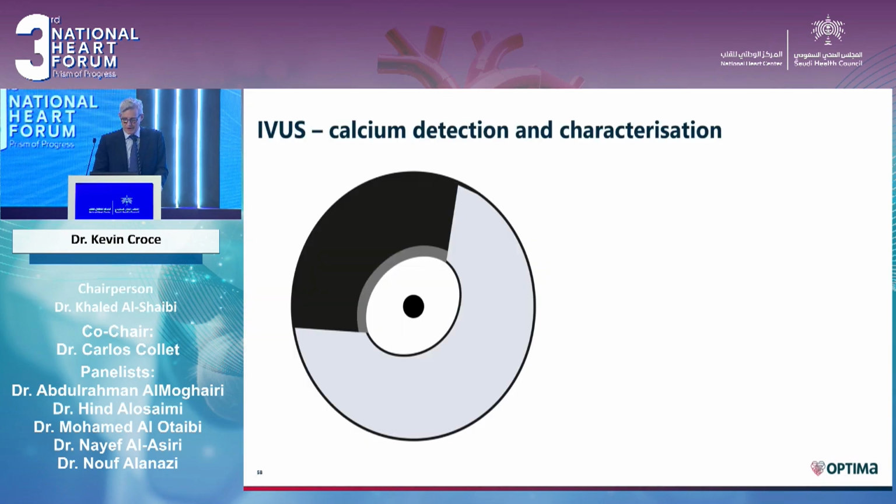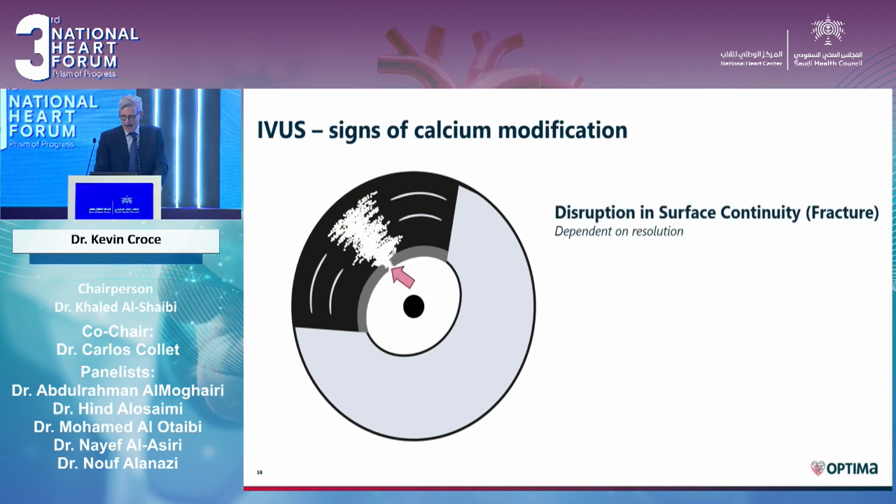So thinking about IVUS calcium detection and characterization, obviously disruption of surface continuity and fracture is dependent on the resolution. Higher resolution IVUS systems are able to show you fracture better than lower resolution ones, but not quite as good as OCT. When you have fracture, you're able to see new penetration beyond the calcium into the vessel wall. You can start to pick up depth of the structure as you fracture calcium, and you can start to see beyond the calcified segments.